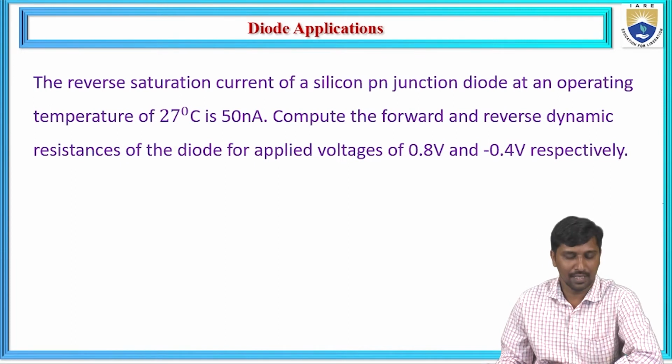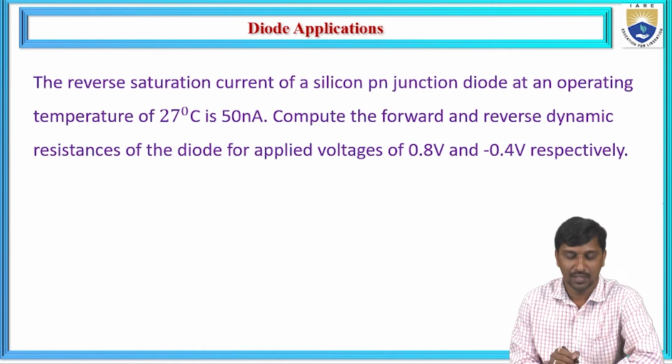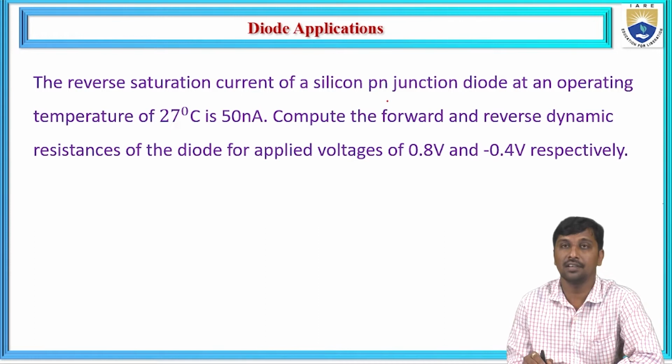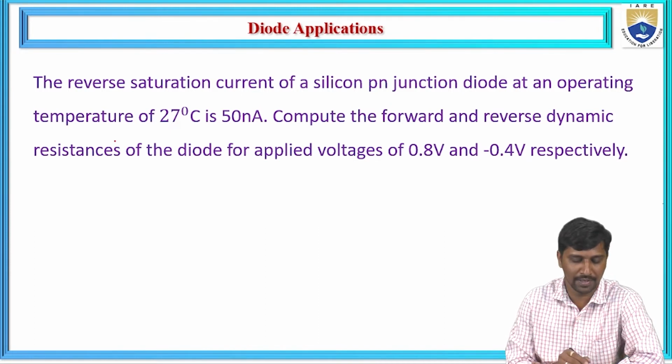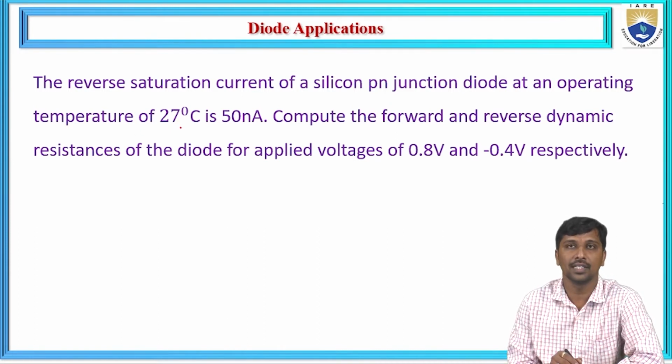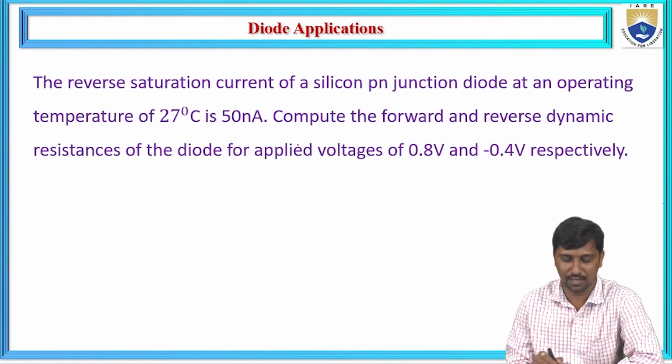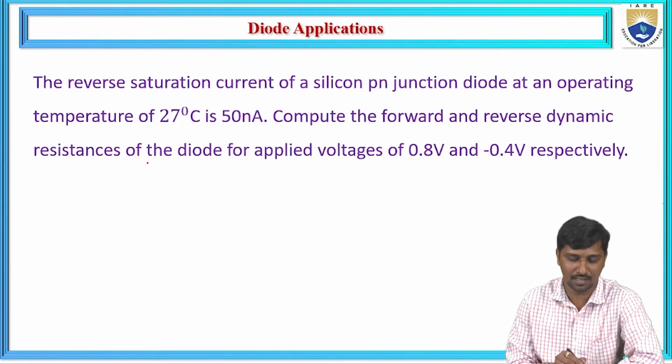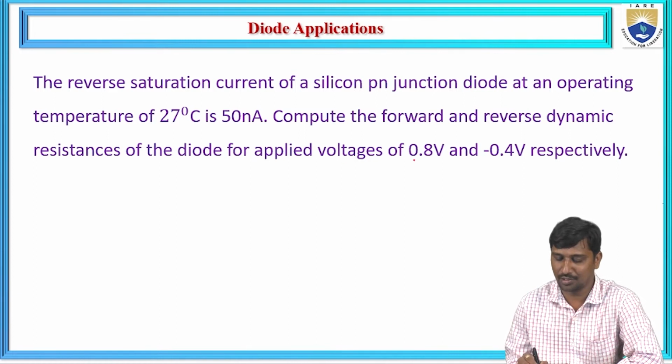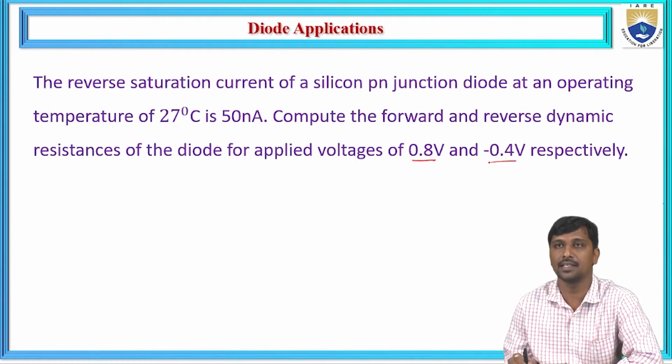Now we'll see another question. The reverse saturation current of a silicon PN junction diode at an operating temperature of 27 degrees centigrade is 50 nanoamperes. Compute the forward and reverse dynamic resistances of the diode for applied voltages 0.8 volts and minus 0.4 volts respectively.